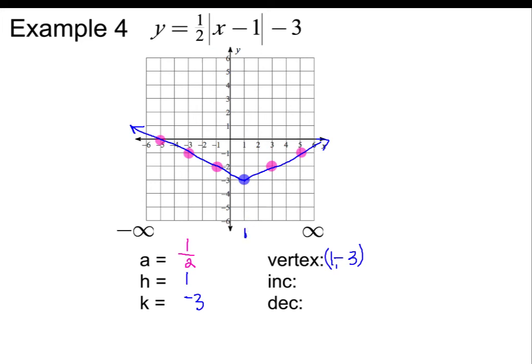Now notice on the left-hand side, that piece right there has a negative slope, which means that's going to be the decreasing side. So I'm going to decrease from negative infinity all the way up to 1. That's going to be the decreasing side. And then I will increase on 1 to infinity. So those are the ways that you put together a, h, and k to come up with the vertex and to graph your absolute value function, and also determine the areas where the function is increasing or decreasing.